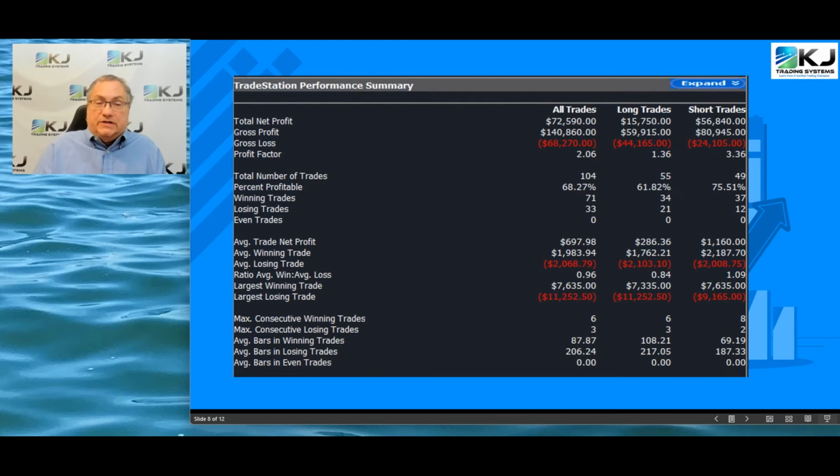Here's a performance summary. Interesting thing here is you can see the short trades make a lot more profit than the long trades. A lot of strategies I like to have them about even, but some markets just favor the long side or the short side. But the strategy does make money going long and going short, and it takes roughly the same number of trades going long and short.